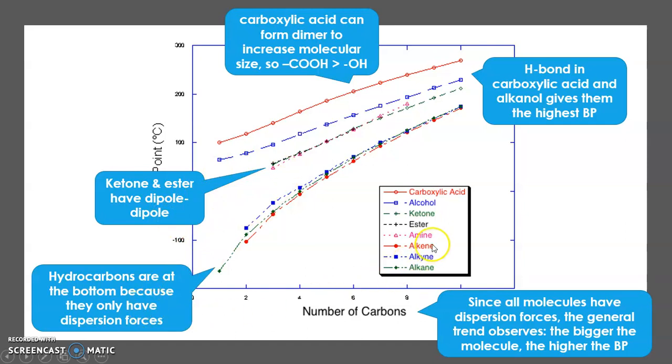And then you have all the hydrocarbons at the bottom because they only have dispersion forces. Okay, all the other molecules have dipole-dipole and/or hydrogen bonds in addition to dispersion forces. Therefore, hydrocarbons normally have the lowest boiling points.